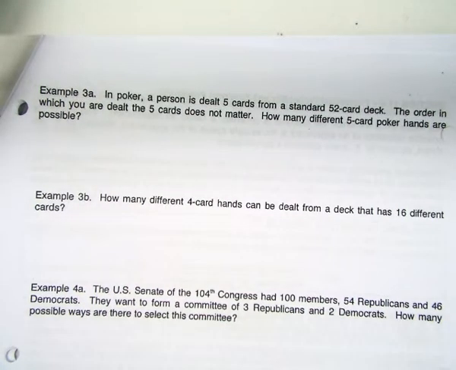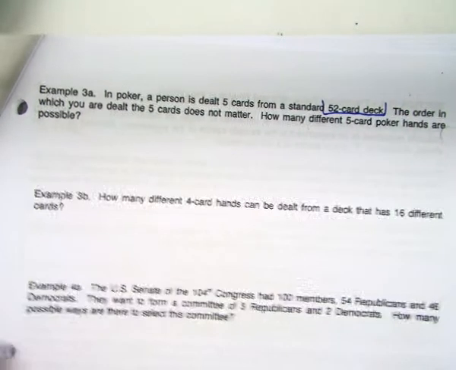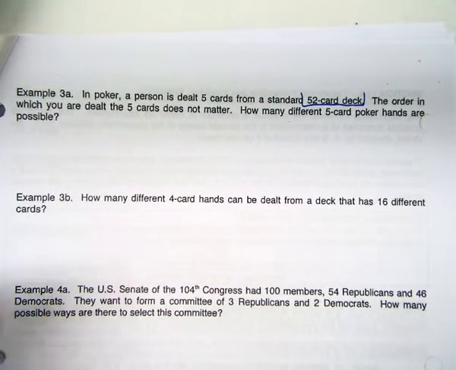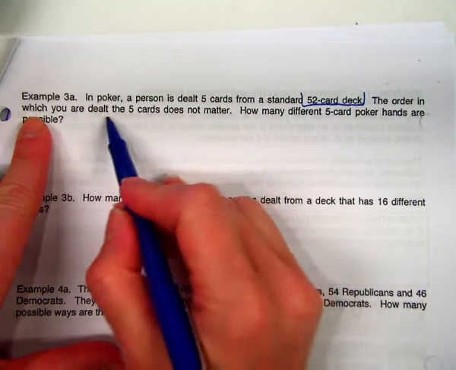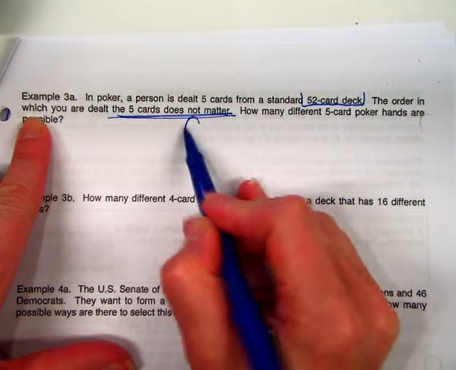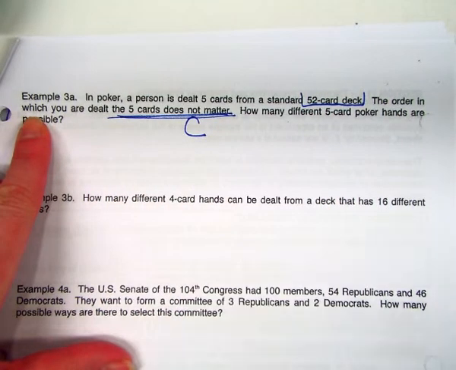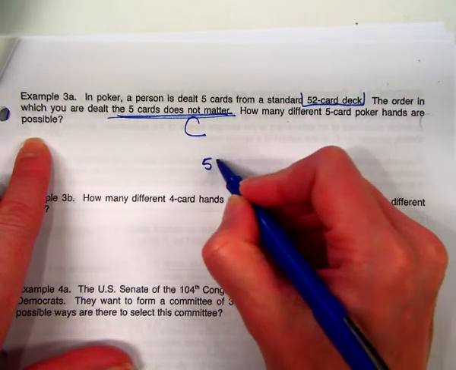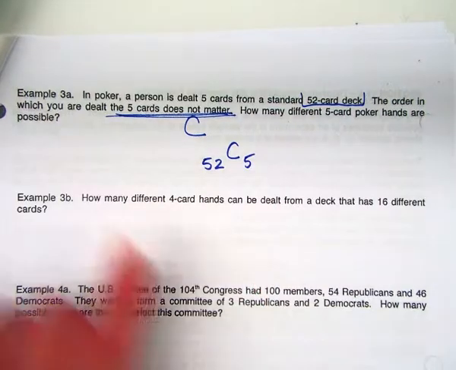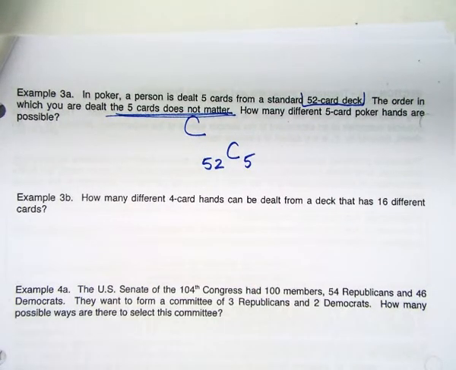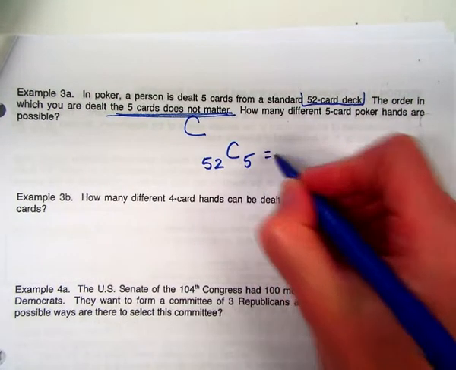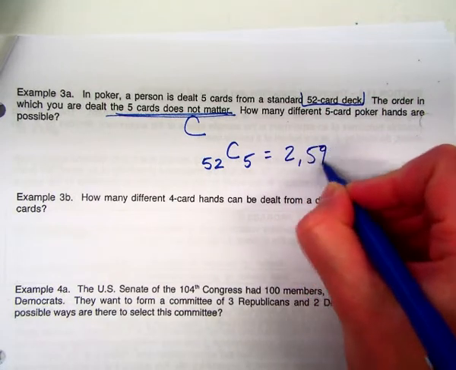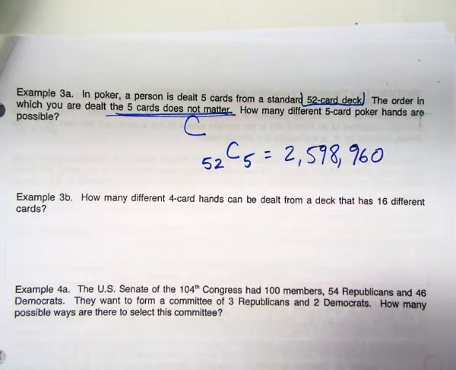In poker, a person is dealt 5 cards from a standard 52-card deck. So every card deck has 52 cards. The order in which you are dealt the cards does not matter. When it says that, that's the easiest thing ever. You just know it's combinations. How many different 5-card poker hands are possible? So it's 52 choose 5. A lot. Yes. 2,598,960. Make sure you guys can type it in and get that number.